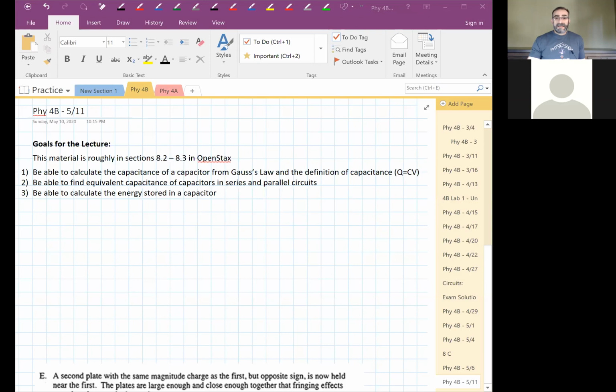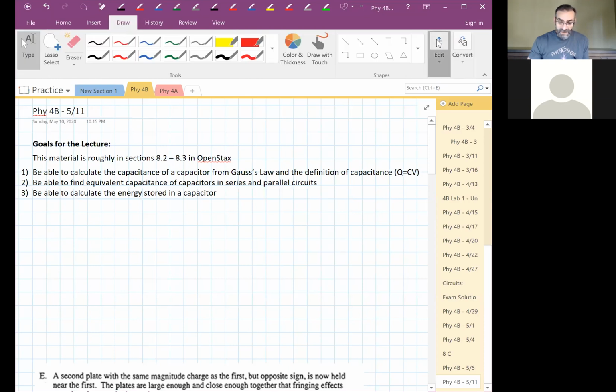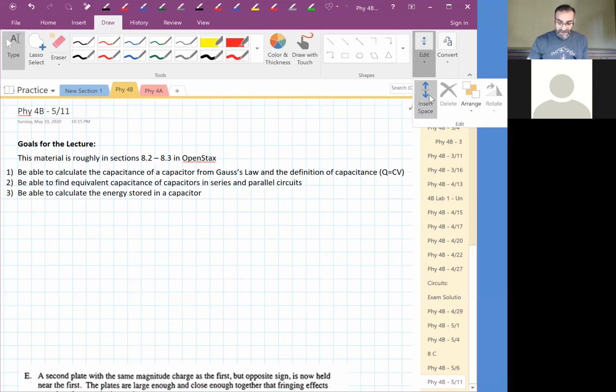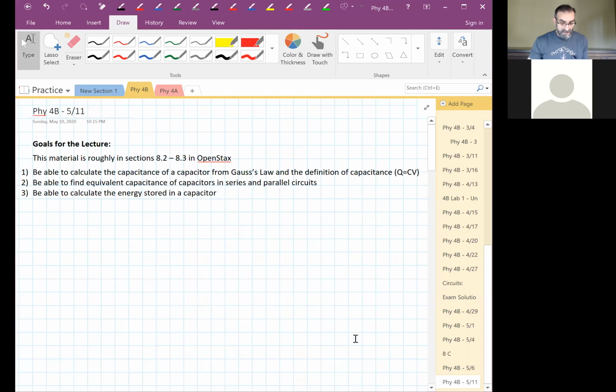We did a quick introduction to capacitance last time, but let's start with a quick review, and then we'll get more into it. We'll do another problem where we find the capacitance of a configuration that's a little different. Last time we did parallel plates, so this time we'll do something a little different. But first, just a quick review of capacitance.